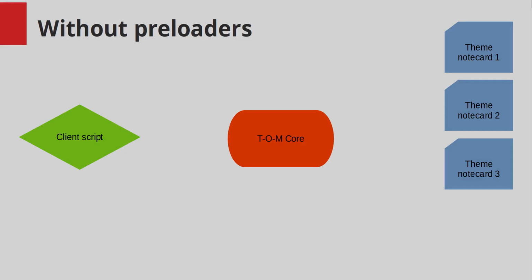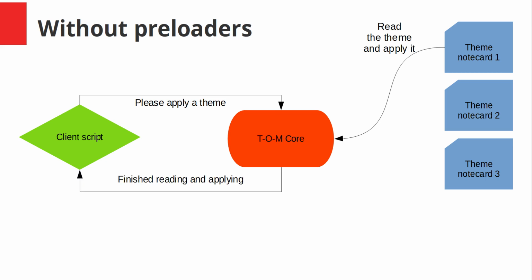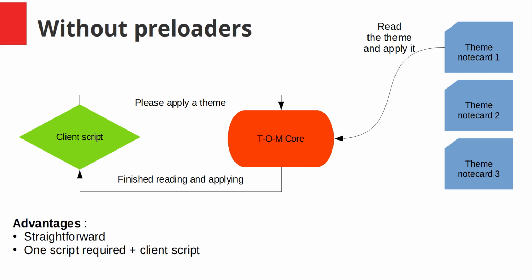All the client scripts I mentioned up to now are activating themes by sending a special message to the TOM core saying, please apply this theme. What the TOM core then does is read the theme node card one line at a time and apply the theme as it is read. This is a good way because it requires only one script and it can theoretically apply very big themes.